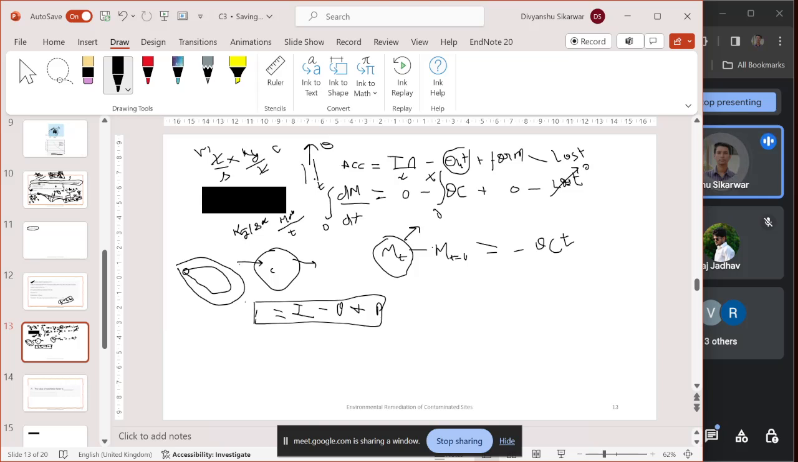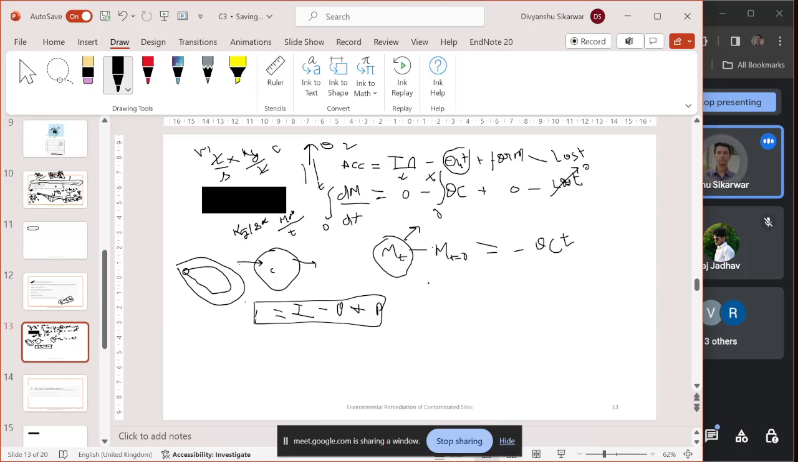Like if we are pumping out for the last 2 months, at the end of those 2 months, what is the mass left? And m at t equal to 0 means when we just started pumping, what is the mass of the contaminant. It is equal to minus QCt. Q is the flow, C the concentration, t is time.